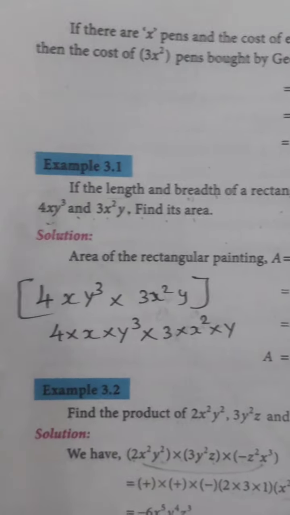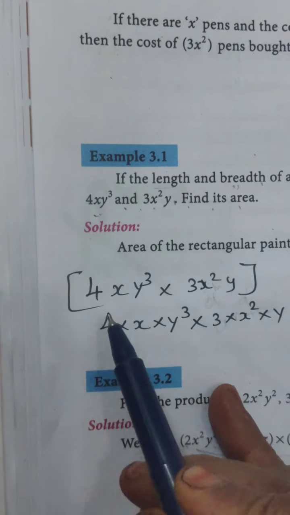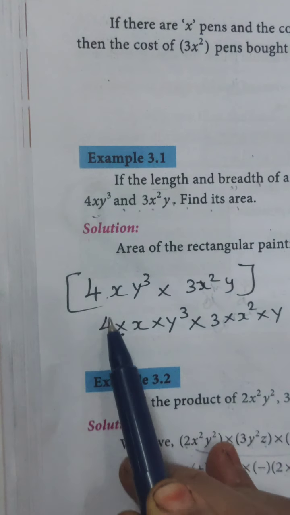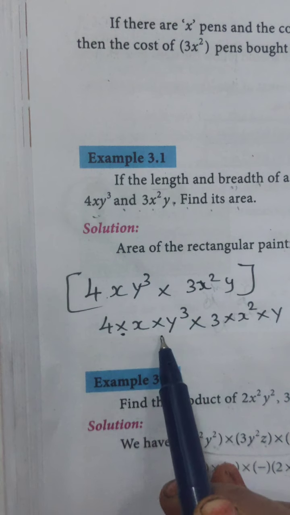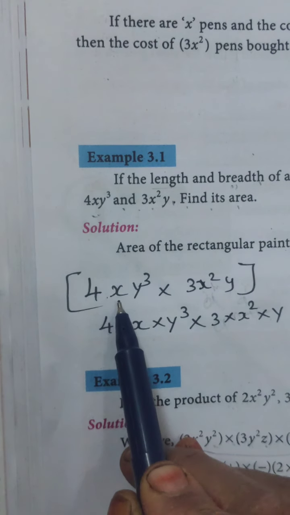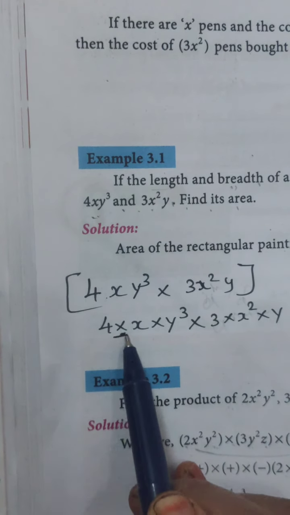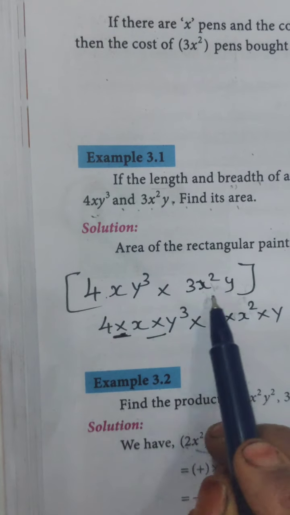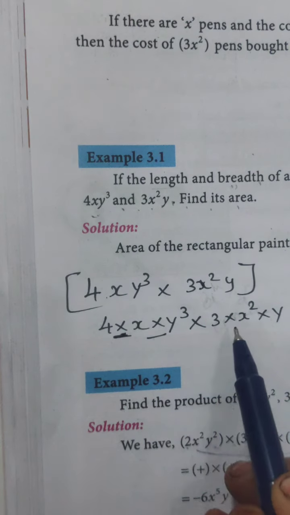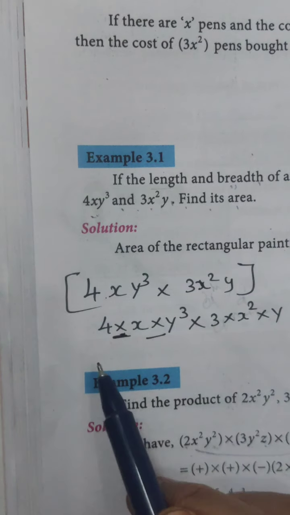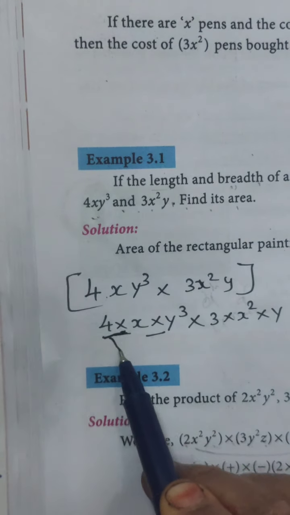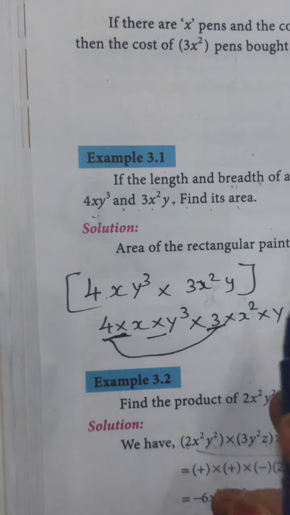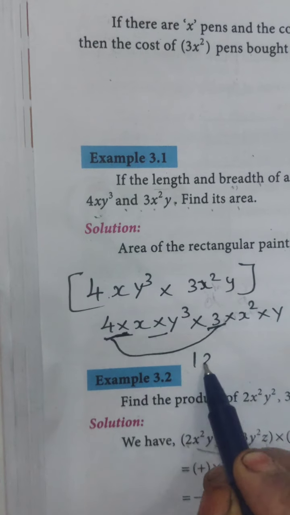See here, 4xy cube. For 4, there is no symbol, so you write into: 4 into x into y cube. You must use the into symbol, otherwise mistakes come. How to expand 3x squared y? 3 into x squared into y. Now two numbers are there, 4 and 3. First you multiply the numbers, with only one multiplication symbol. 4 threes are 12. Very good.